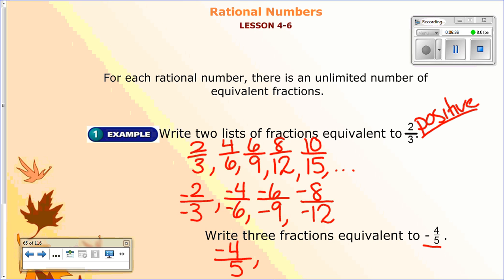Again, I could multiply by 2. -4 times 2 is -8. 5 times 2 is 10. Let's see, I could times it by 3. -12 and 15. There we go. All of those are okay. All 3 of those are equivalent.